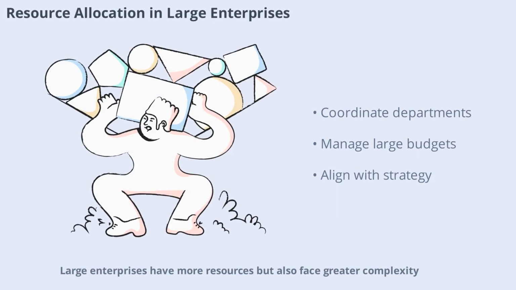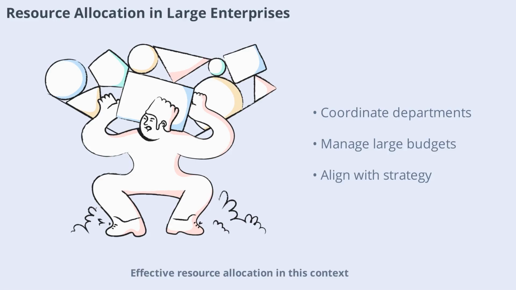Large enterprises have more resources but also face greater complexity. Coordinating across departments, managing large budgets, and aligning with corporate strategy require robust systems and clear communication. Effective resource allocation in this context supports organizational goals and drives long-term success.